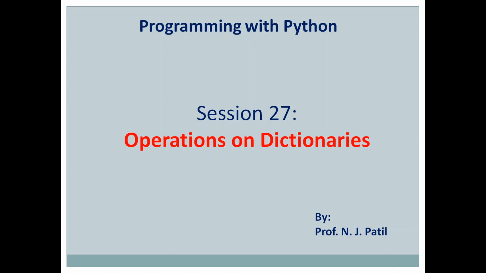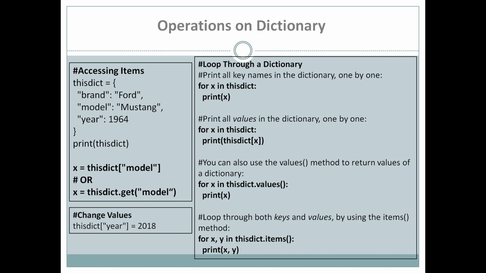So let's start. Okay, so let's start with the example. There are different operations which can be performed on a dictionary, like we have performed some operations on lists and tuples. First, it is accessing the item. Once we declare the dictionary, how can we access the elements from the dictionary?